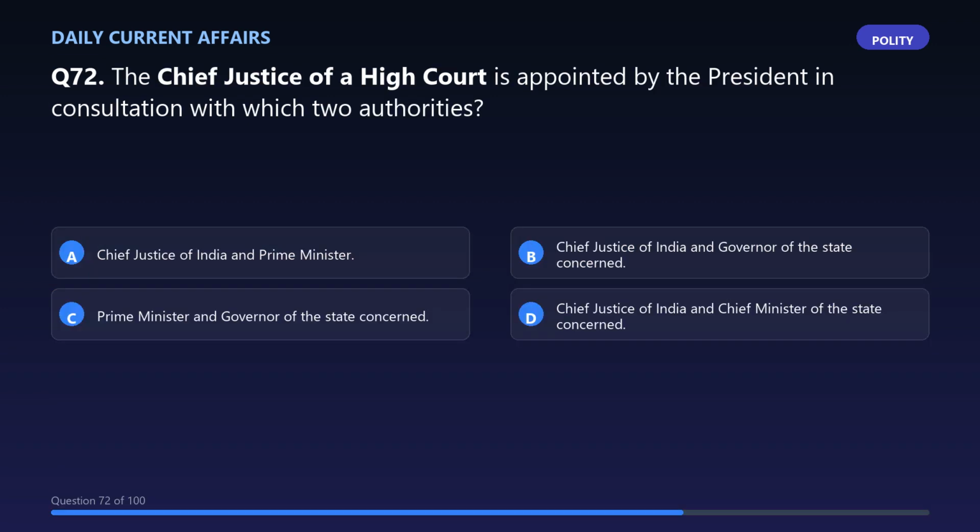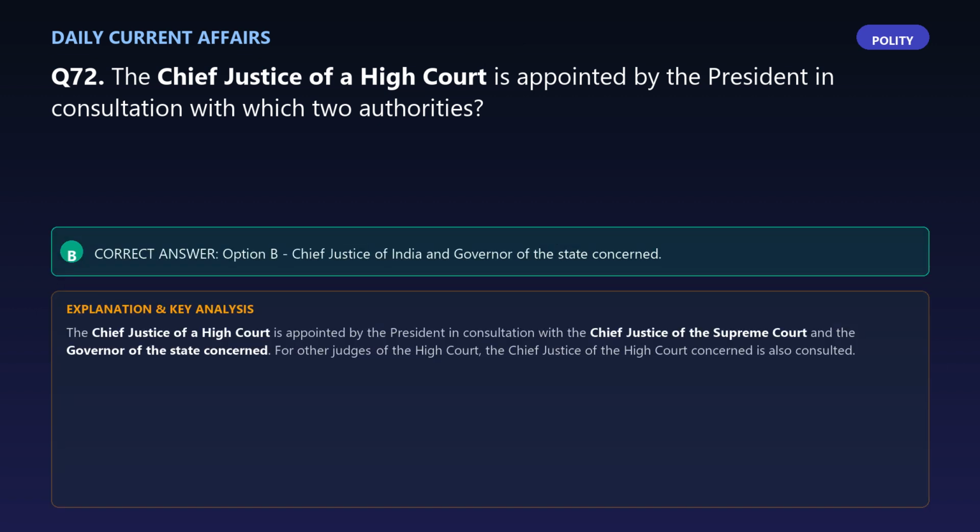Question 72. The Chief Justice of a High Court is appointed by the President in consultation with which two authorities? The correct answer is option B, Chief Justice of India and Governor of the state concerned. Explanation: the Chief Justice of a High Court is appointed by the President in consultation with the Chief Justice of the Supreme Court and the Governor of the state concerned. For other judges of the High Court, the Chief Justice of the High Court concerned is also consulted.